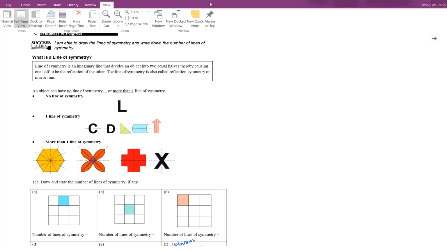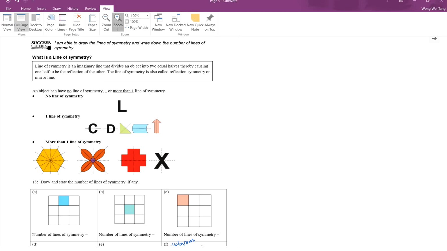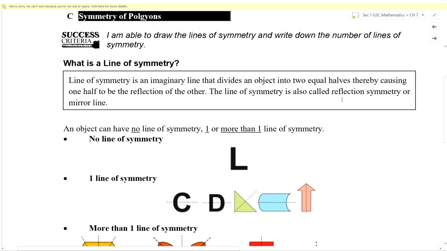Okay. The next part of these notes: lines of symmetry. I'm sure you have done lines of symmetry in primary school. Yes? Simple, right? Mirror image. That's all there is to it. In secondary school, it is the same. A line of symmetry is an imaginary line that divides an object into two equal halves, and one is the reflection of the other.